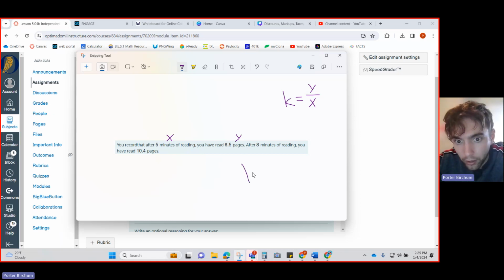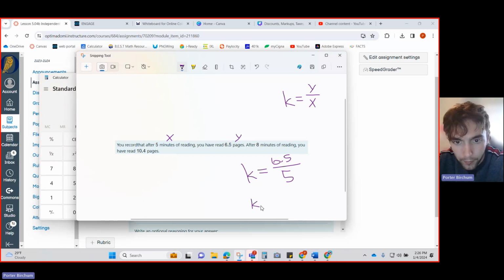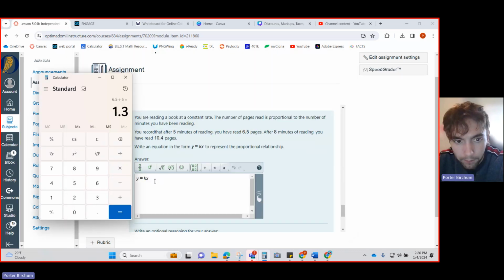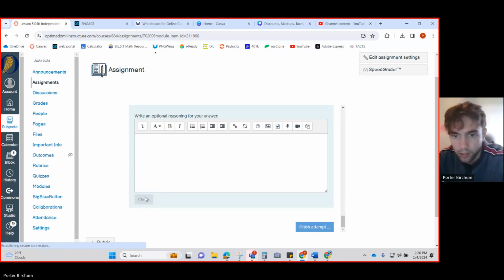Now that we know what x and y are, let's find out our constant of proportionality. We can find our constant of proportionality by doing our y value, 6.5, divided by our x value, 5. You could also do 10.4 divided by 8. Let's see what Señor Calculator has to say about this problem. It is 1.3. k is 1.3. Let's check.